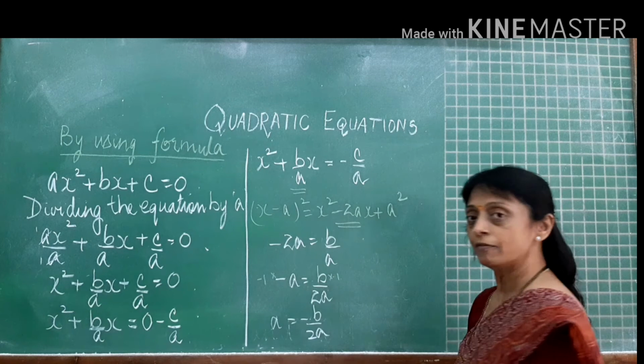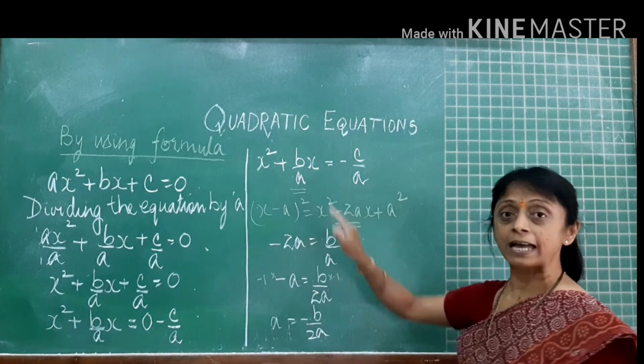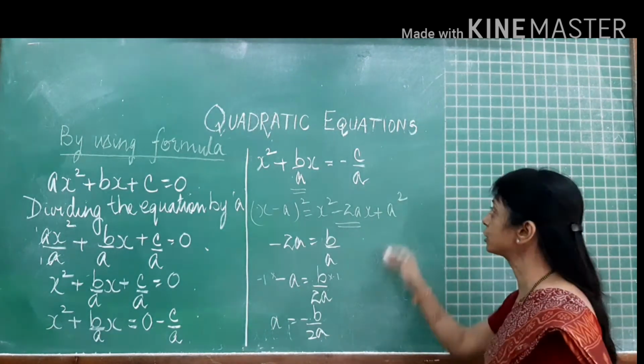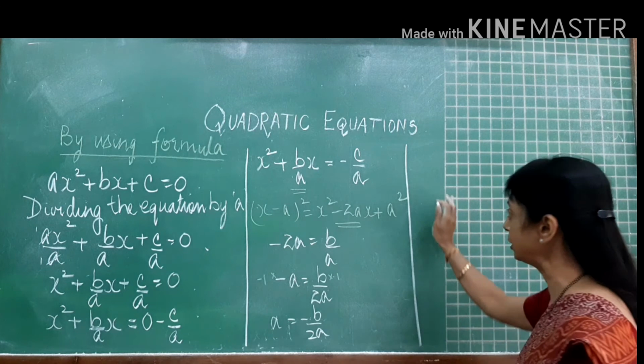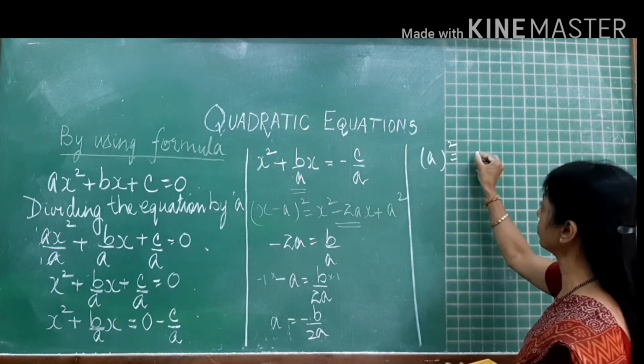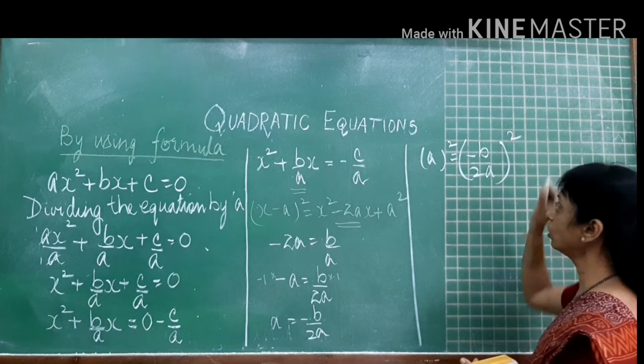Over here now, finally we have got the value of a. We want the value of the square term. So what do we do with both the sides? We square. So squaring both the sides. I'll do it over here, children. a square will be equal to minus b upon 2a the whole square.